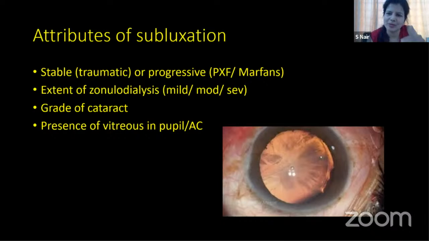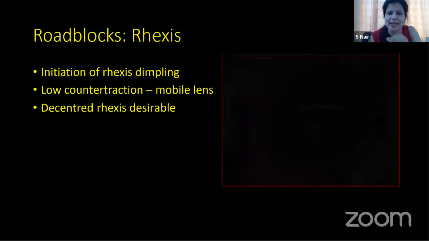And depending on that, you decide on whether to just do with a CTR or go in for a sutured segment as well, or go in for a complete evacuation of the lens with an SFIOL. The extent of zonulodialysis, the clock hours to which there is dialysis happening, also determines what kind of implant you want to put in. The grade of cataract, if it is slightly on the lower side, makes surgery much easier than when it's a harder cataract and you have to deal with two aspects, both the subluxation and a dense nucleus. And of course, the presence of vitreous in the pupillary area or the anterior chamber.